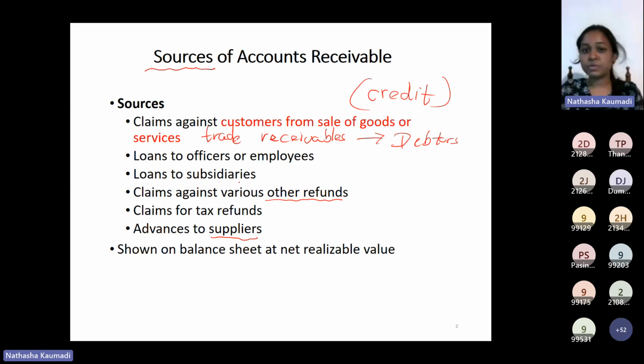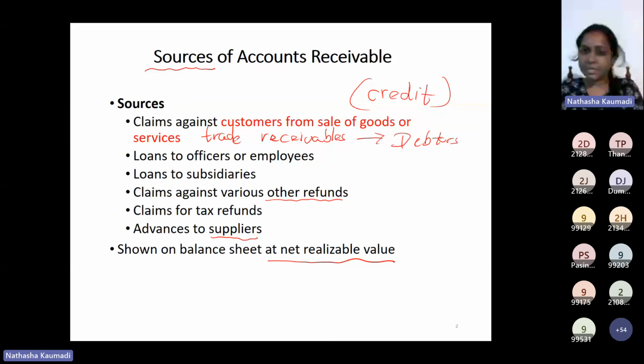So under the accounts receivable caption, you can find all these things. But the largest part would be trade receivables. That means the debtors. So they are shown on the balance sheet at net realizable value. What do you mean by net realizable value? In financial accounting, you have a descriptive definition. But in simple terms, net realizable value means how much is the actual realizable value from this debtor balance.